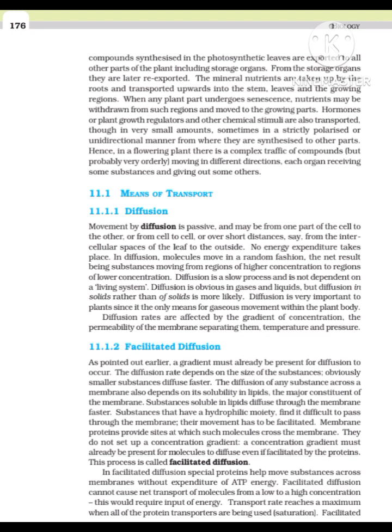Hormones or plant growth regulators and other chemical signals are also transported, though in very small amounts, sometimes in a strictly polar or unidirectional manner from where they are synthesized to other parts.